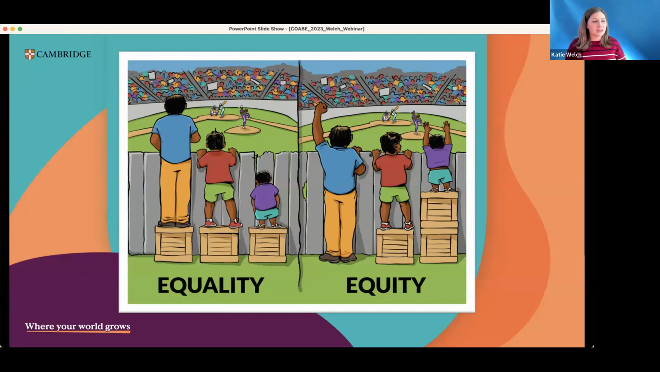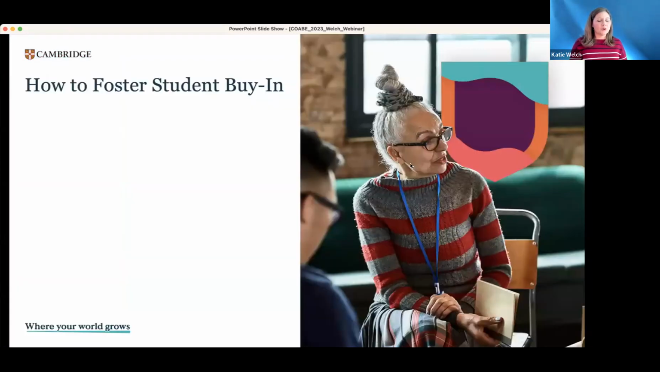But what I realized was that I was approaching it from an equality kind of standpoint, which is the one on the left, where I wanted everyone to have the same thing. But if everyone has the same thing, not everyone is actually getting access to the curriculum. Whereas the one on the right, the equity, is when I gave everyone what they needed that was leveled appropriately for them, then everyone is able to learn. So that being said, I had to get my own buy-in. I had to be bought in myself that this was a good idea. And then I had to get my students to be on board as well.